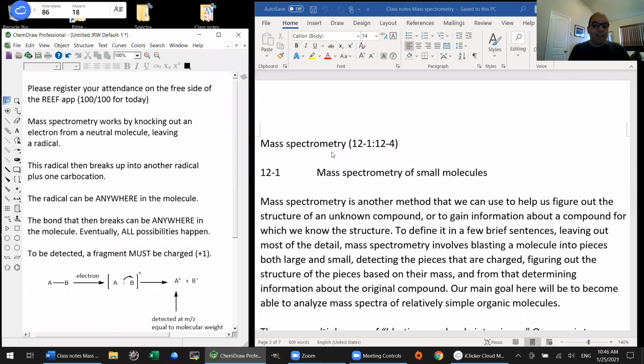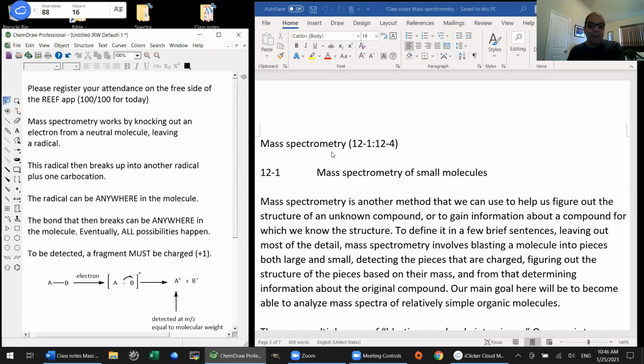But basically, the thing works by knocking out an electron from a neutral molecule, and that leaves us with a radical. And that electron can and will be from anywhere. It can be an electron in a bond, which I'll demonstrate down below. It can also be a non-bonding electron. Actually, non-bonding electrons, like in lone pairs, those are higher in energy than bonding electrons, aren't they? So they're easier to knock out. Either way, you get this.